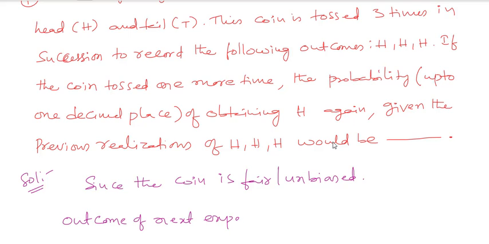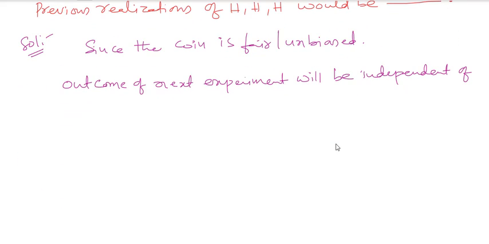So the outcome of the next experiment will be independent of the previous outcome. Am I correct or not? So hence directly I can tell that for the next time, the probability of getting head is 1 by 2, which is 0.5. Am I right or not?